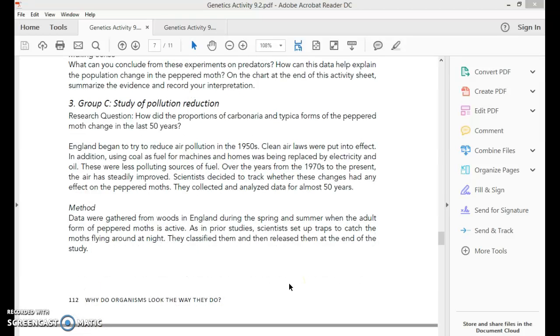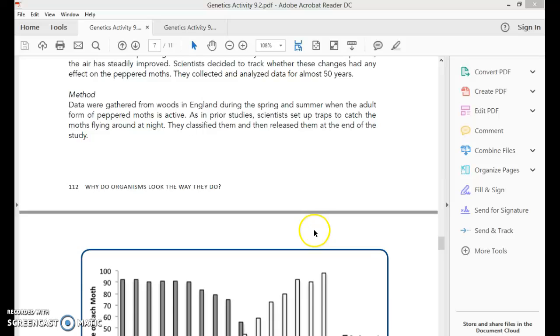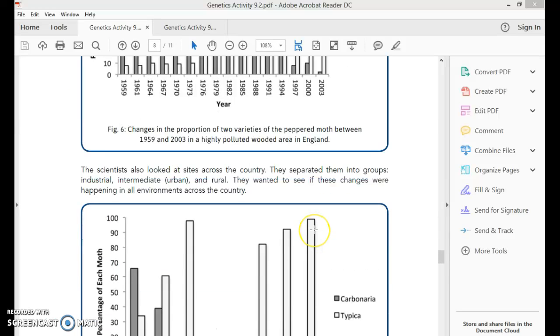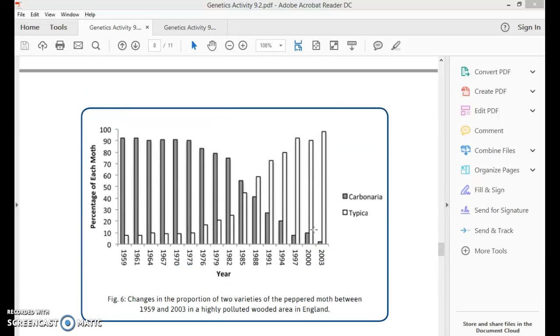The next section is the pollution reduction section, and you had to look at this graph right here, both of these graphs, and hopefully in your evidence column you have something that says that the first graph shows that in the polluted woods there was a higher proportion of Carbonaria in 1959, but by 2003 the proportion had reversed itself. So you can see that happening here.